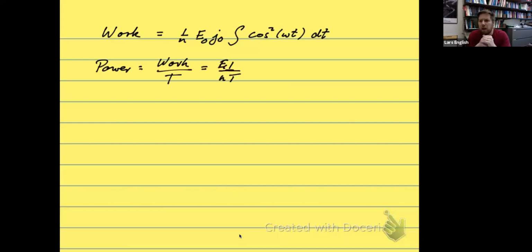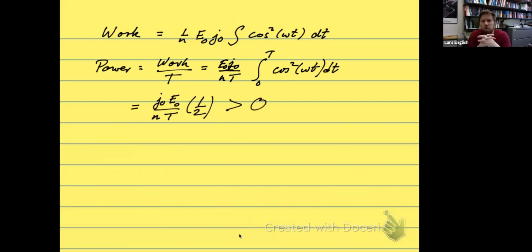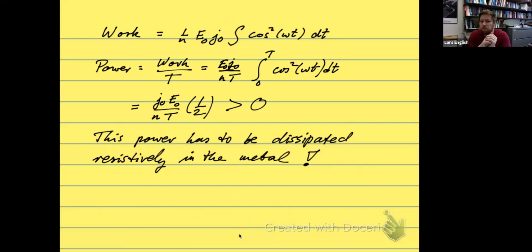But then the power is work over time, and we can take this integral over one period. That should be 1/2, and we get this nice formula for power, which is larger than 0. It's positive. So we have a positive power, and that power has to be dissipated inside of the metal, and it's dissipated resistively. That's really an important point here, and we almost have to pause to let it sink in. This power that electromagnetic waves impart on the electrons is positive. And so the electrons, in steady state, have to dissipate that power. They bump into ions, for instance, and so on. And so it's resistive dissipation that we're talking about here.